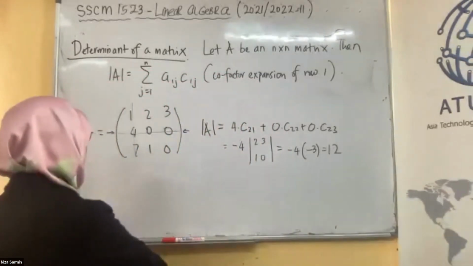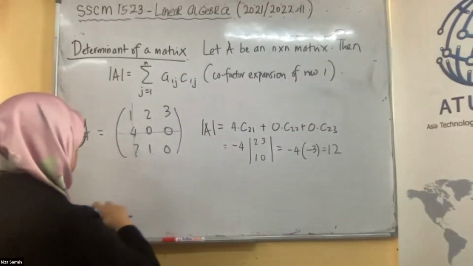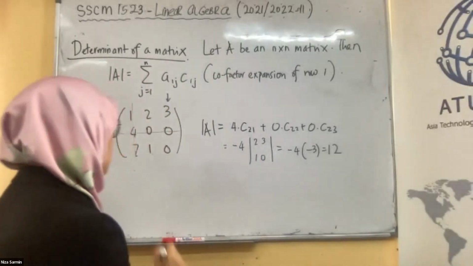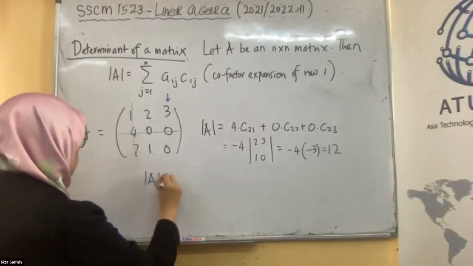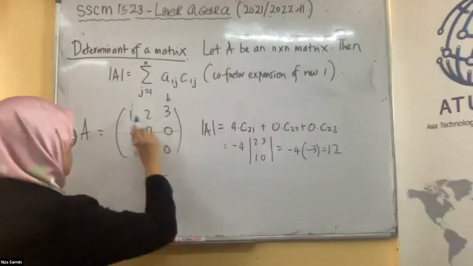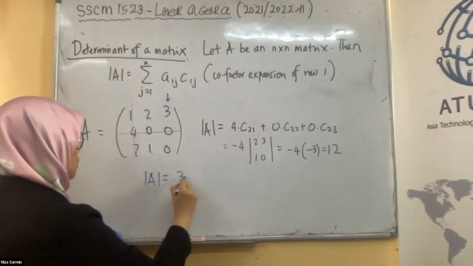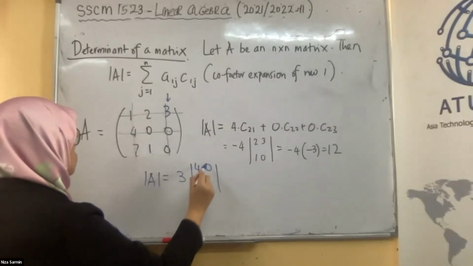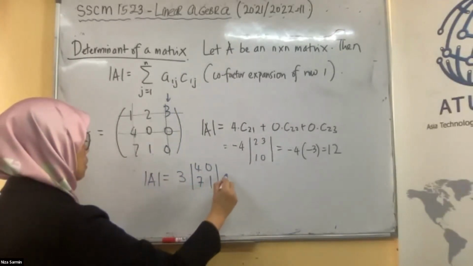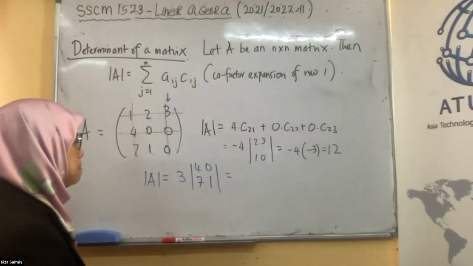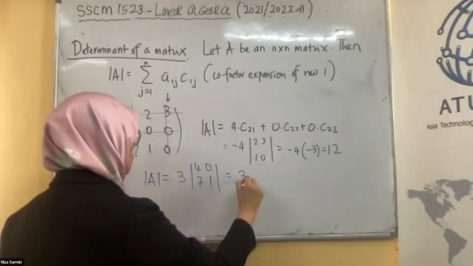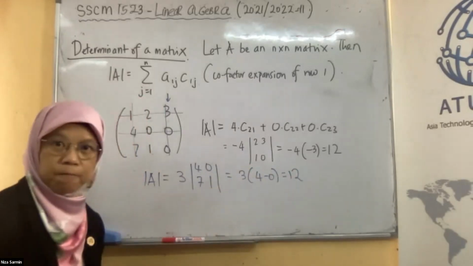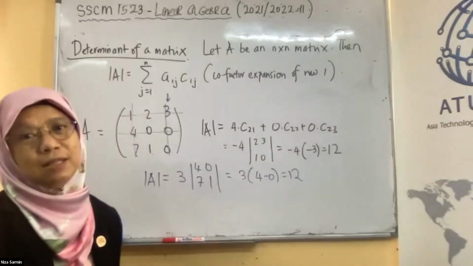Okay, now let's try the third column, right? So you will do 3, right? Plus, minus, plus. So 3, and then I just cancel, leaving 4, 0, 7, 1. So this is 3 times (4 minus 0), which is 12. You have to get the same answer.